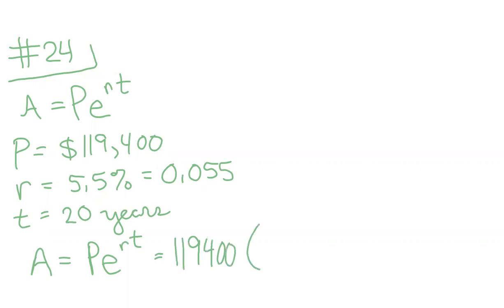119,400 times, well, I don't necessarily need a parenthesis. I just got used to the other formula. So times, put a little X there, E, which is Euler's number, right, raised to the caret. So raised to the power 0.055 times 20 in the exponent there. So in the calculator, I'm going to put 0.055 times 20. Oh, that gets me a decent exponent, right?